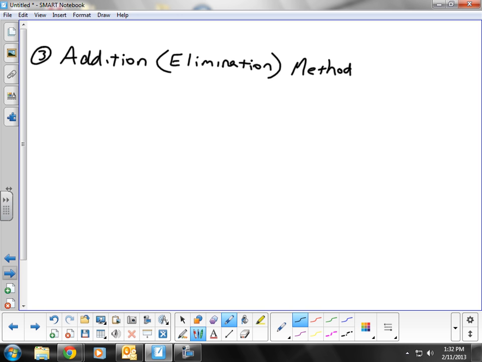The process is the same. What you're trying to do with this is find some way so that when you add the numbers together, something gets eliminated. So I've got us an example here. I've got 4x plus 5y equals 3. 2x minus 3y is equal to 7. Okay?